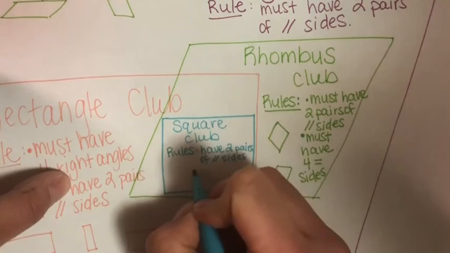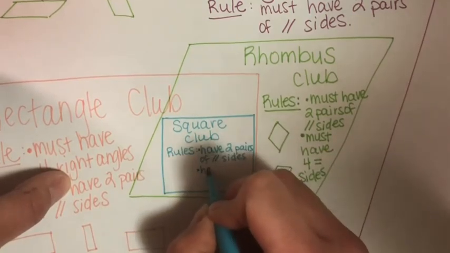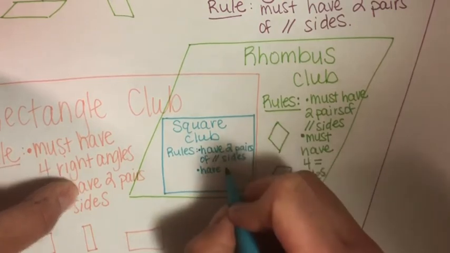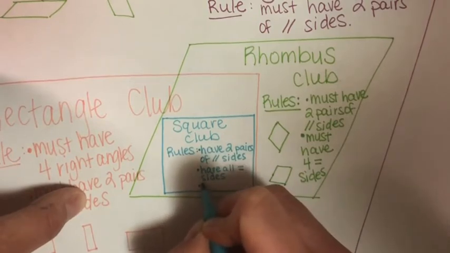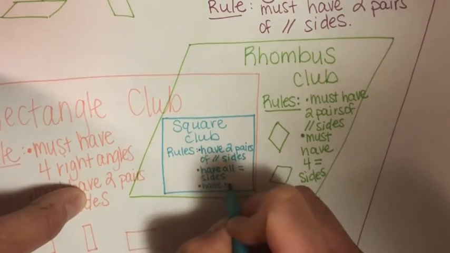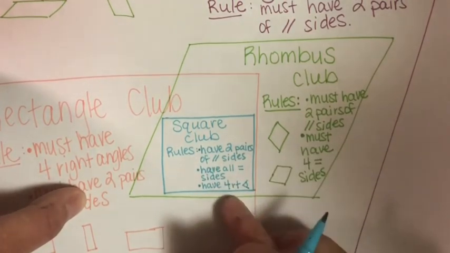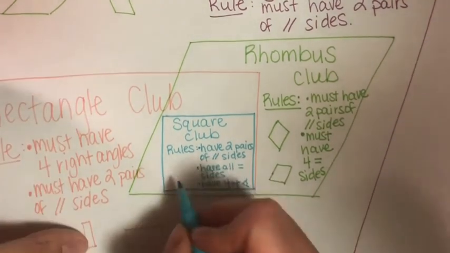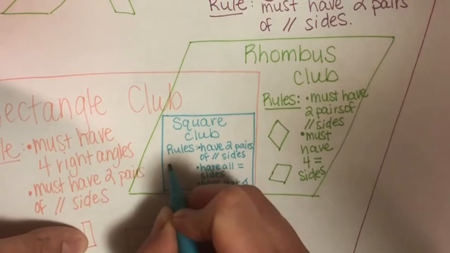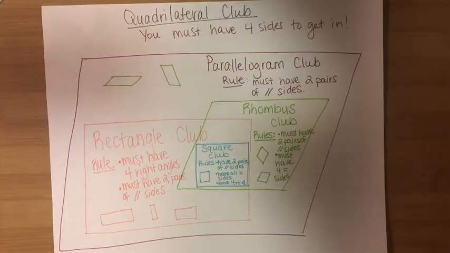You must have all equal sides, and you must have 4 right angles. I abbreviated that. The RT means right, and that little sign means angles because I had no more room. And we're going to draw a nice little square. So here's all the layers.